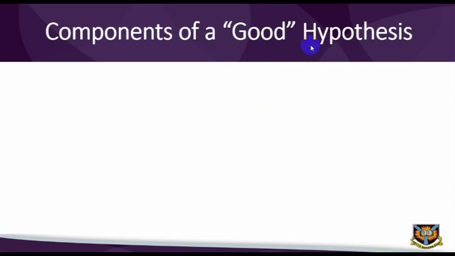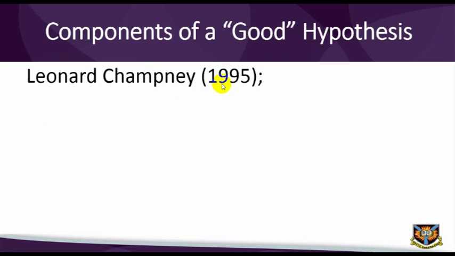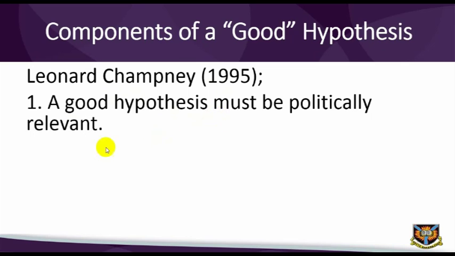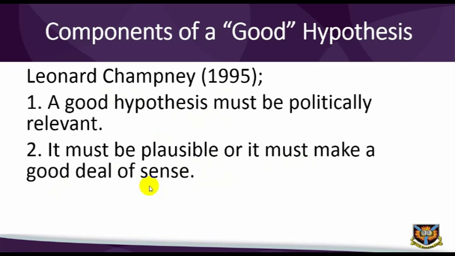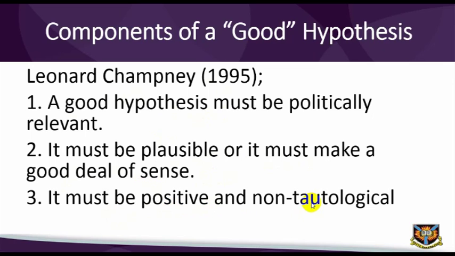Components of a good hypothesis. Leonard Chapney, 1995, identifies the following as components of a good hypothesis. 1. A good hypothesis must be politically relevant. 2. It must be plausible, or it must make a good deal of sense. 3. It must be positive and non-tautological.